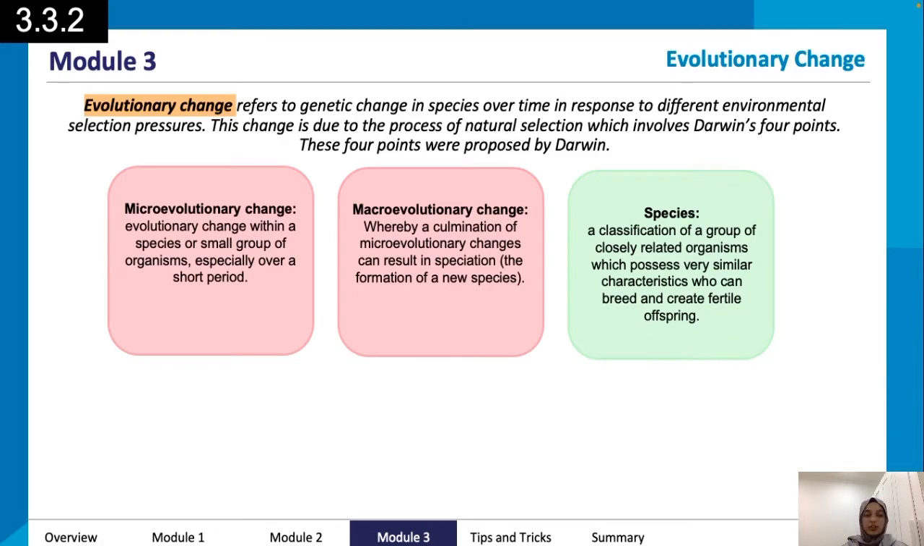So, we've got microevolutionary change: evolutionary change within a species or small group of organisms, especially over a short period of time. That's why it's called micro, because it's a small group or a short period of time. Macro is looking at a combination of microevolutionary changes which can cause speciation, the formation of an entire new species.